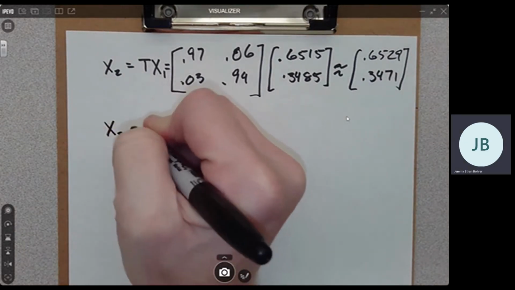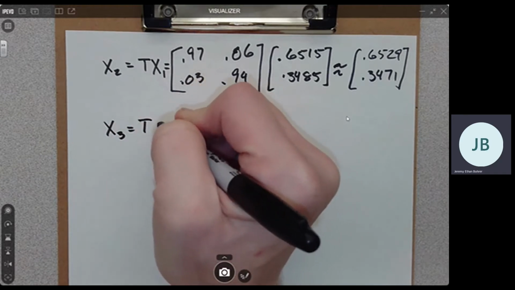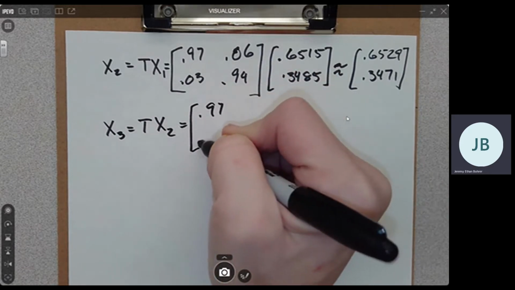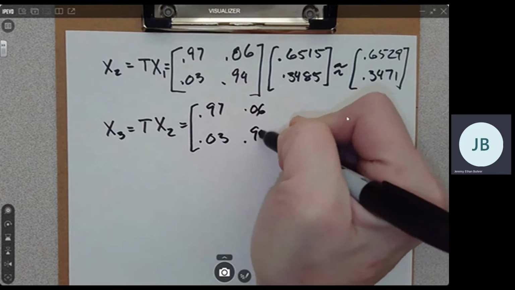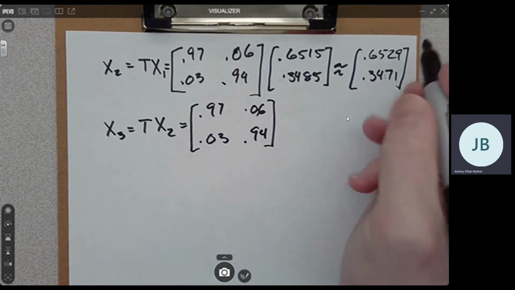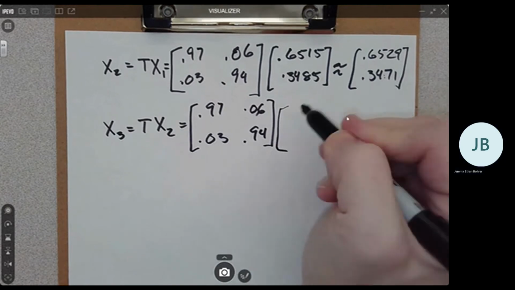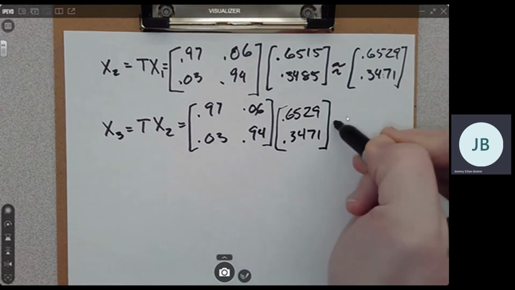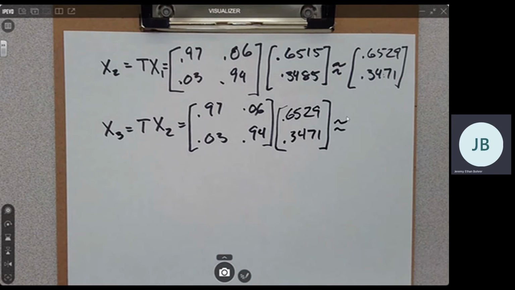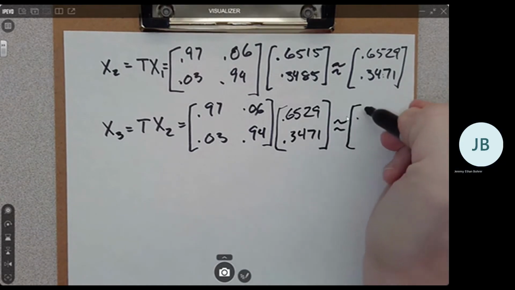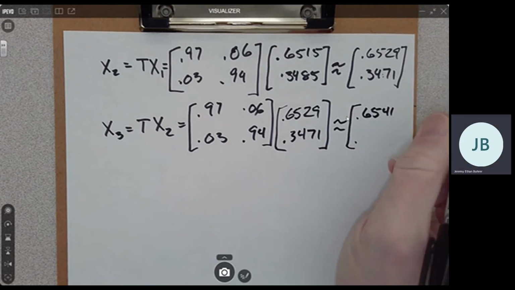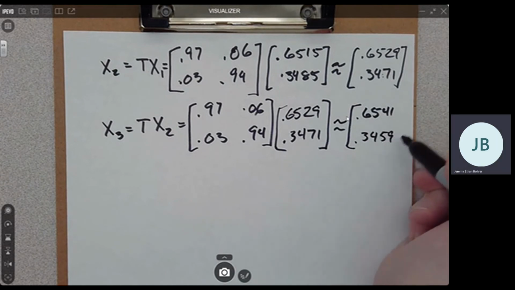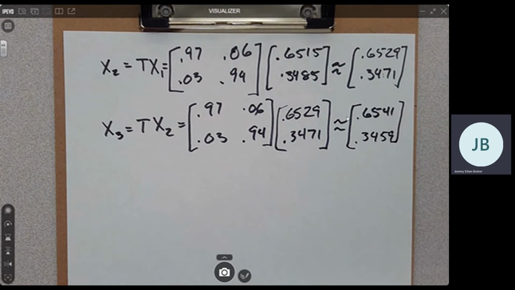Then in year three, we just do this again. We multiply our transition matrix by x2. So that's going to be 0.97, 0.03, 0.06, 0.94 times this matrix here, 0.6529, 0.3471, which will give us approximately 0.6541 and 0.3459. We're not taking it beyond four decimal places. We could, but we're not doing it.